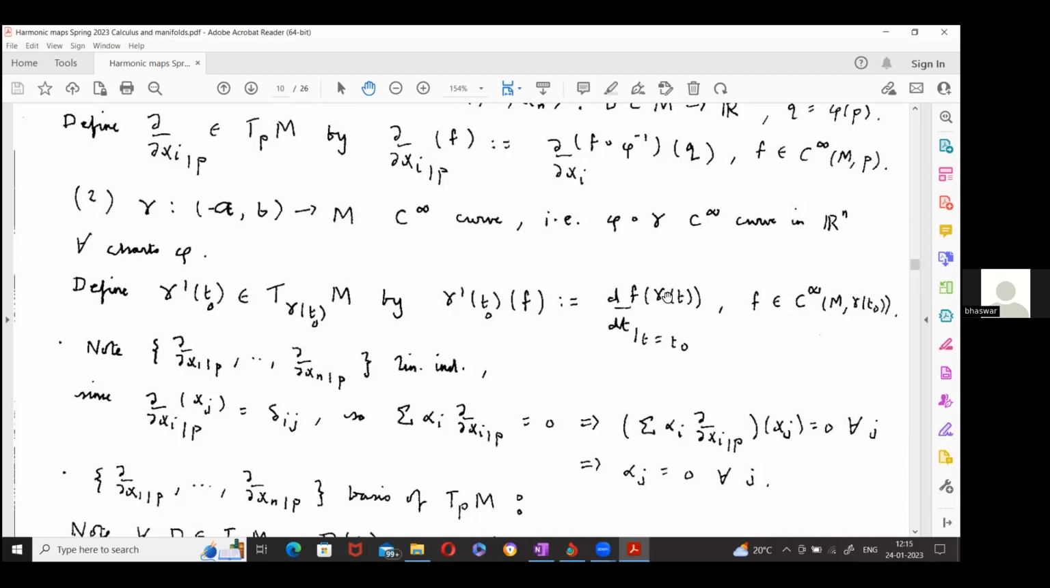I just put a phi inverse and a phi in between f and gamma. Then you can see it becomes a smooth function in Rn composed with a smooth curve in Rn, so it's a smooth function of one real variable. And by the Leibniz rule for one variable functions, this will satisfy the Leibniz rule at P. Therefore, this will define an element of the tangent space. Is this clear? Okay, so this is by definition the tangent vector to the curve gamma at the point gamma t naught.